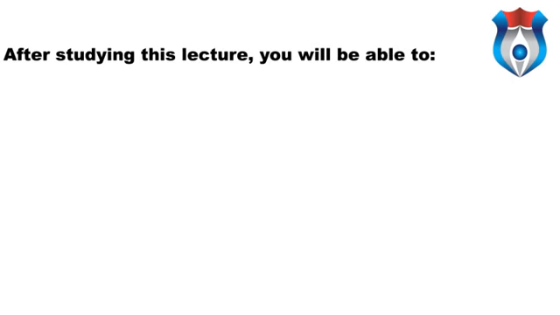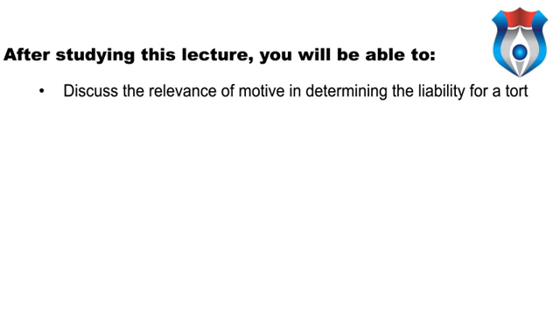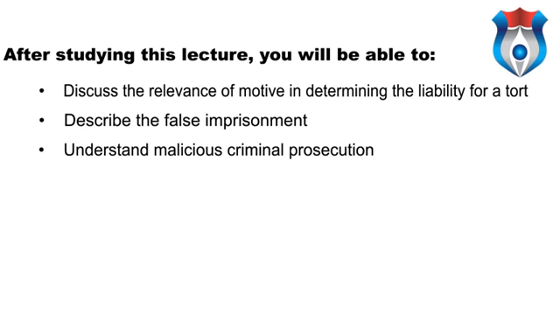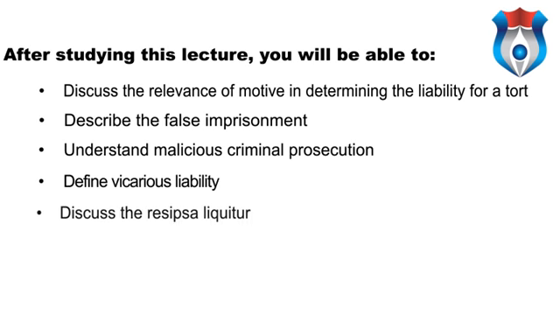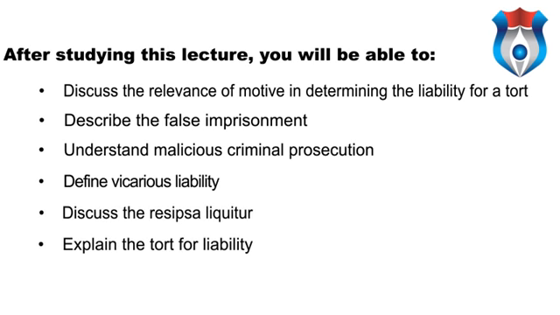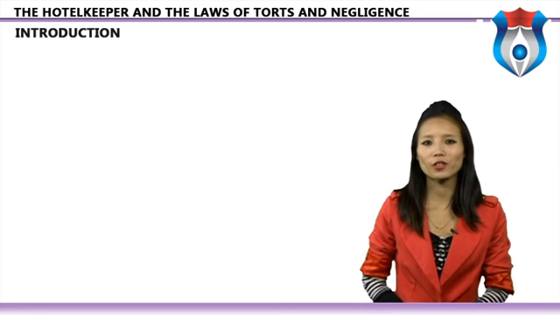After this lecture, we will be able to learn the following objectives. Discuss the relevance of motive in determining the liability for a tort. Describe false imprisonment. Understand malicious criminal prosecution. Define vicarious liability. Discuss res ipsa loquitur. Explain the tort for liability. Let's start with a brief introduction.